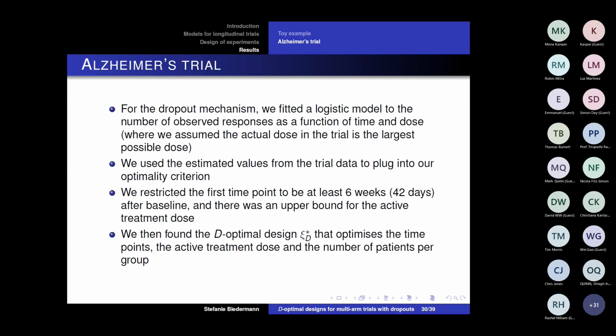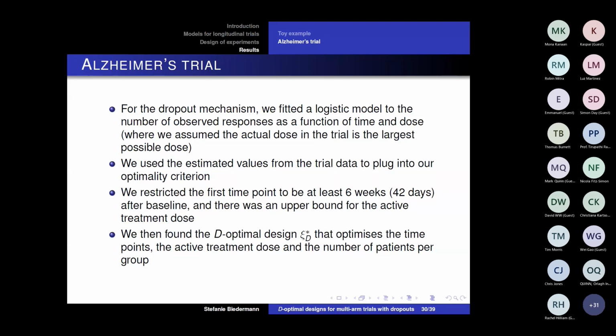We then also needed to think of a dropout mechanism, because that also needed these probabilities for dropout. They needed to go into the information matrix for the design. So we fitted a logistic model to the number of observed responses as a function of time and dose. We then used the estimated values from these estimations to plug into our optimality criterion.